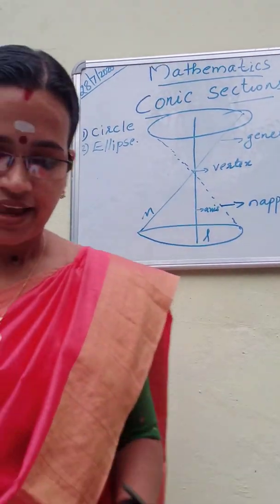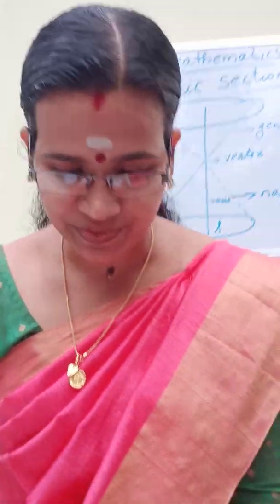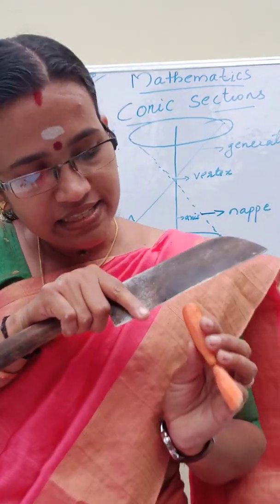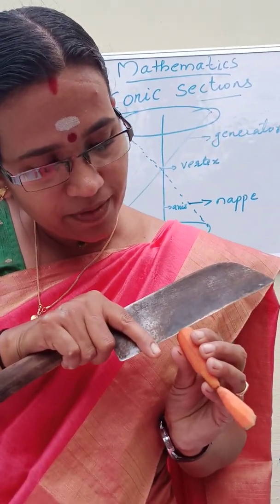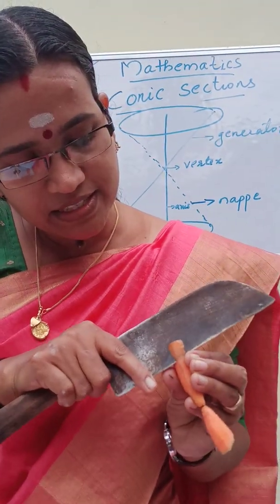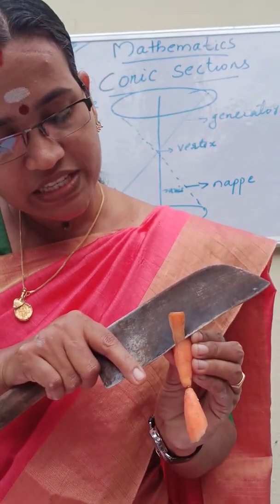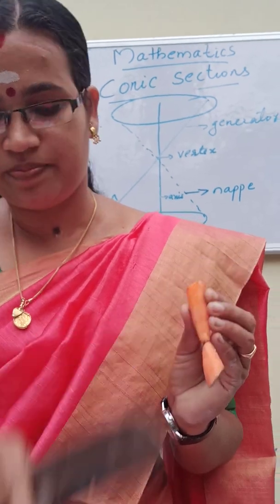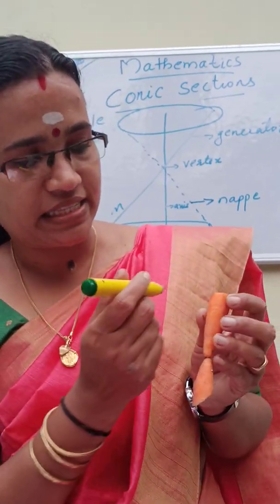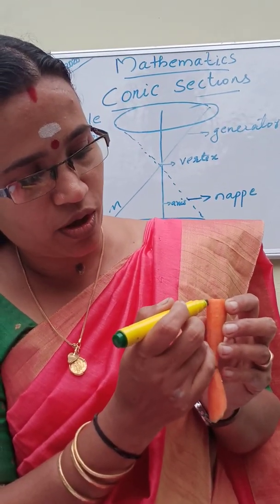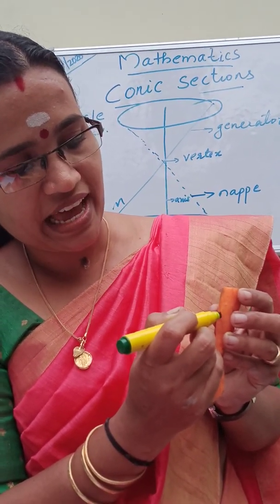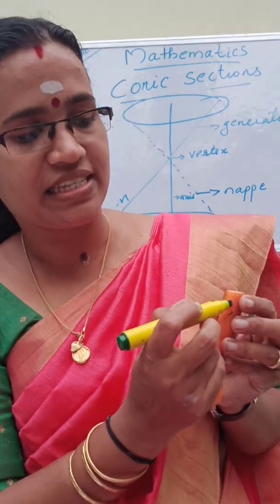Then again I am going to cut or intersect in this way, so that it intersects in only one nap. Then what is the shape so obtained in that portion? This carrot is not hollow, but you have to think of it as a hollow cone.